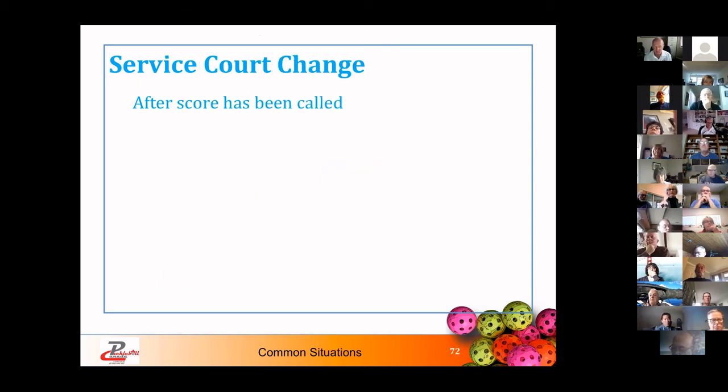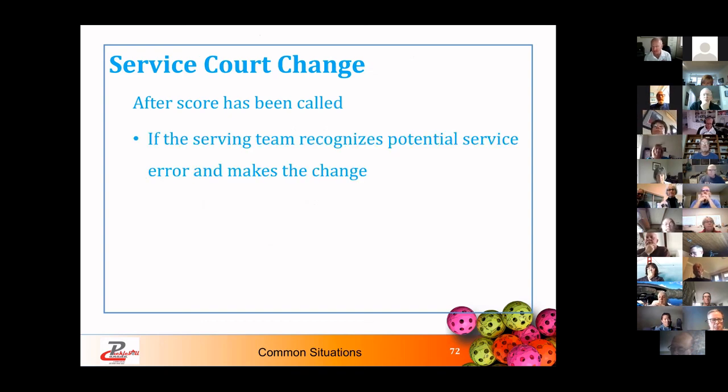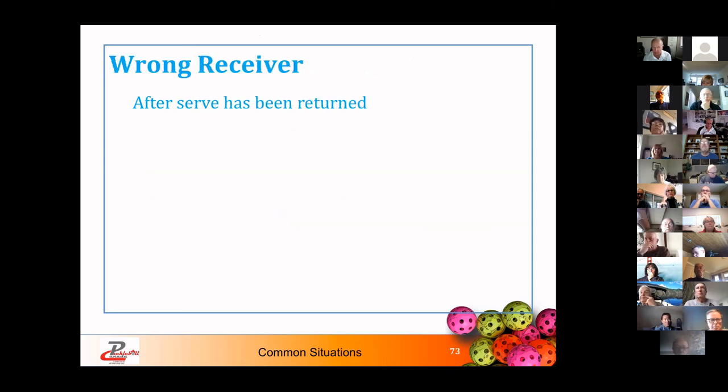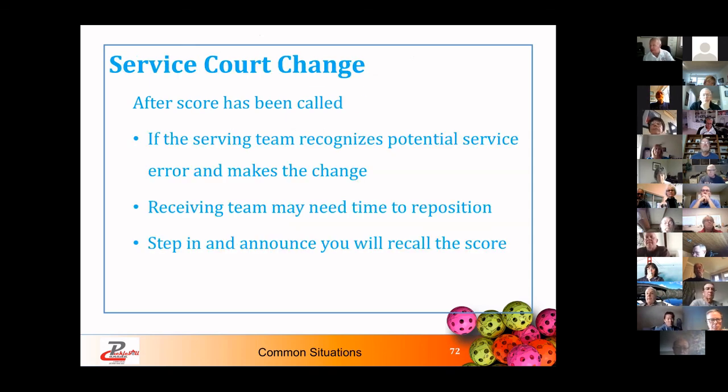Service court change. After the score has been called, if the serving team recognizes the potential service error and makes a change, the receiving team may need time to reposition, right? Step in and announce you will recall the score. So that's it. Let's just set this scenario up a little bit and talk about it, because this is a good one. And this happened as a result of a couple of amendments and rule changes.